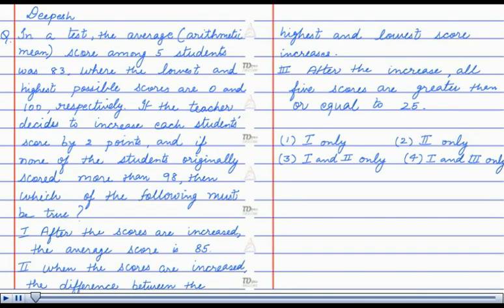The question is, in a test, the average score among 5 students was 83, where the lowest and highest possible scores are 0 and 100 respectively. If the teacher decides to increase each student's score by 2 points, and if none of the students originally scored more than 98, then which of the following must be true? First, after the scores are increased, the average score is 85. Second, when the scores are increased, the difference between the highest and lowest score increases. Third, after the increase, all 5 scores are greater than or equal to 25.